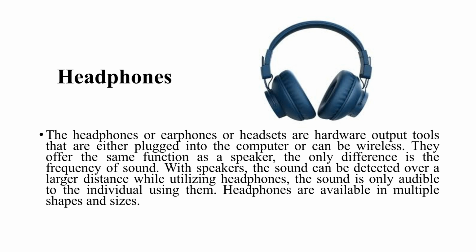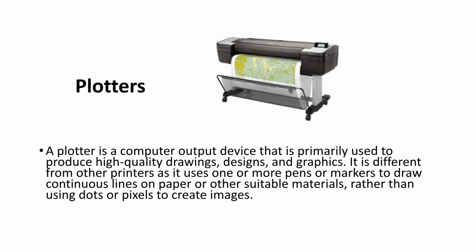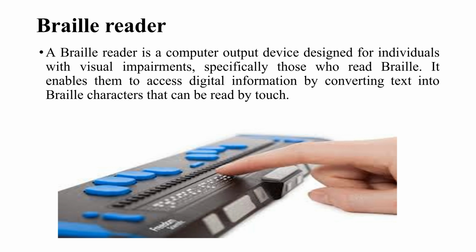A plotter is primarily used to produce high-quality drawings, designs, and graphics. Unlike printers, it uses pens or markers to draw continuous lines on paper. A braille reader is an output device for visually impaired individuals who read braille. It converts digital text into braille characters for tactile reading. This slide outlines the differences between input and output devices, which we have covered in the previous scenes.